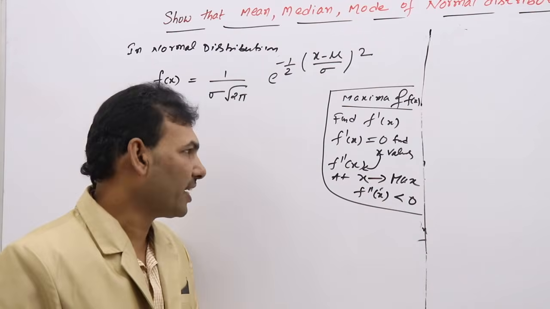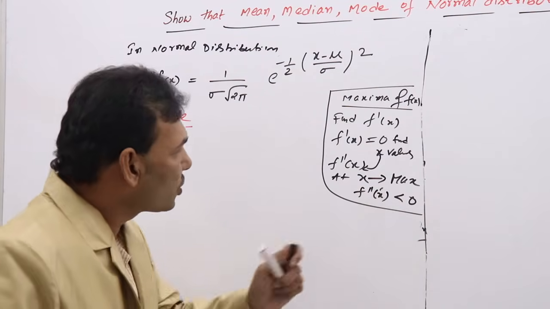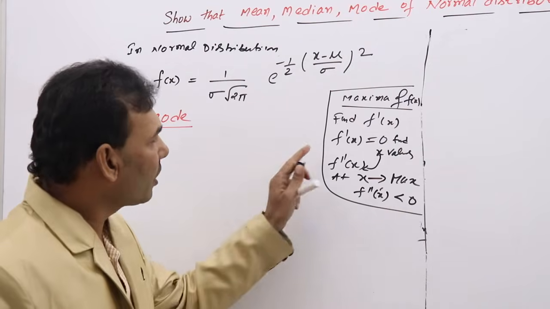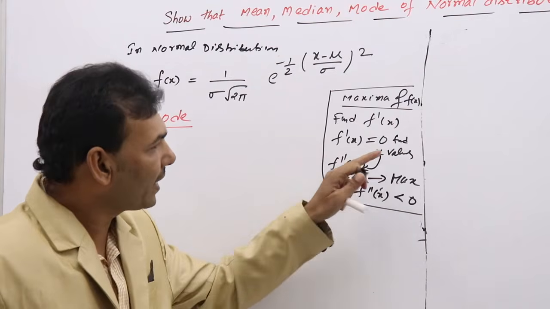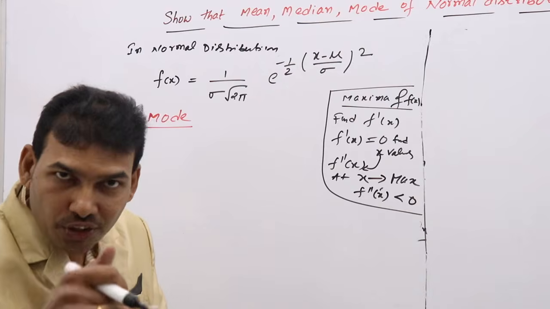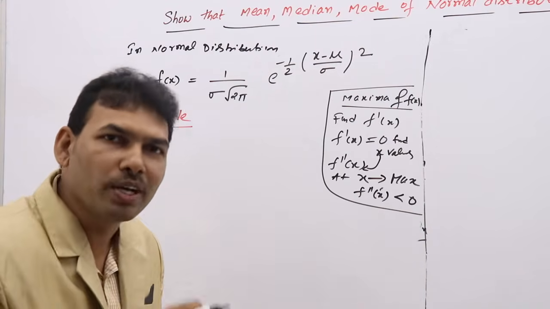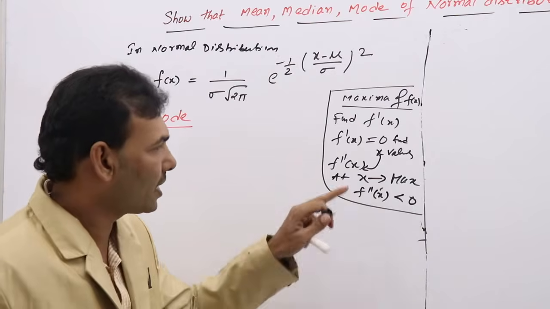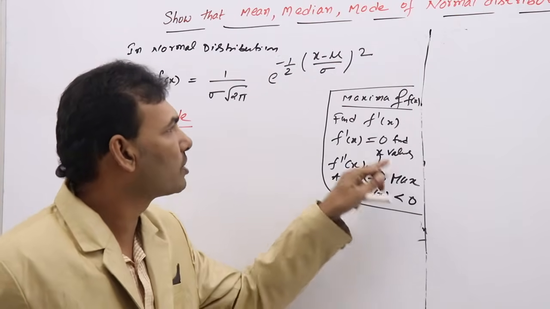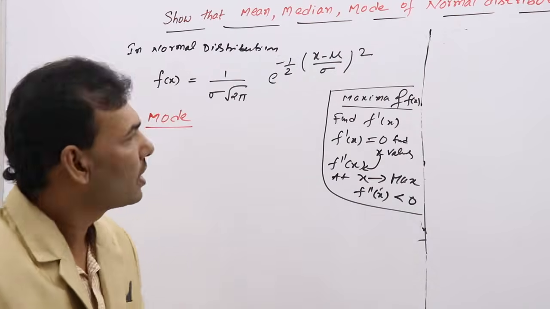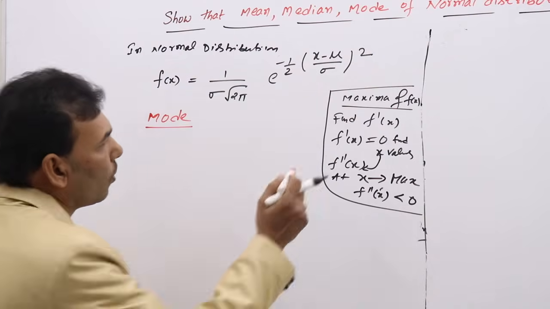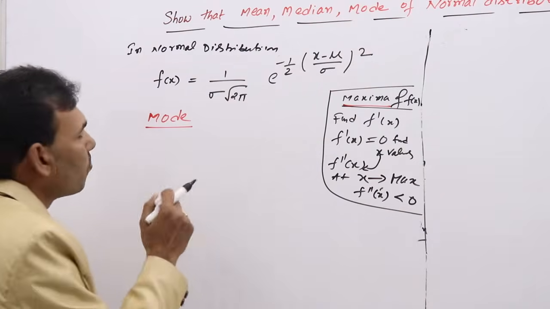Find f dash of x. Equate f dash of x to 0 and find the x value. Next, substitute that x value in f double dash of x. If you prove that f double dash of x is less than 0 at that x, then that x value is the maximum of f of x. This is the procedure we are going to follow to prove mode is mu.